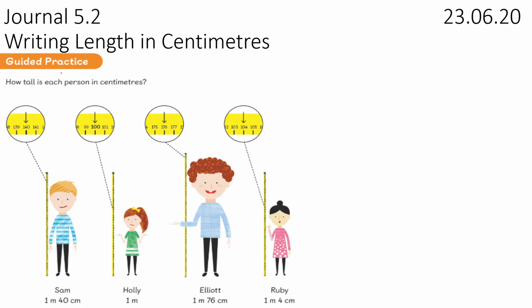So, guided practice today. How tall is each person in centimetres? They're all stood beside a tape measure and they're going to see how tall they are. If you can't read the zoomed in bit, it's fine because it says their name and their height at the very bottom. So Sam is 1 metre and 40 centimetres. Let's write just an S for Sam, because it's very tricky to write on this thing. 1 metre and 40 centimetres.